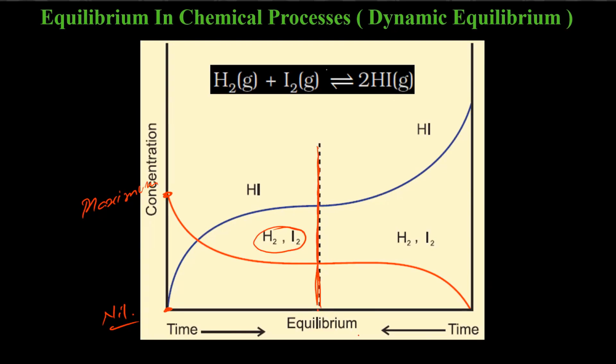But this graph actually indicates the reaction from the other side also. If you start from 2HI, you have only HI. At that time, no products will be there initially. After that, hydrogen and iodine will be produced. So initially in that case, it will be maximum.